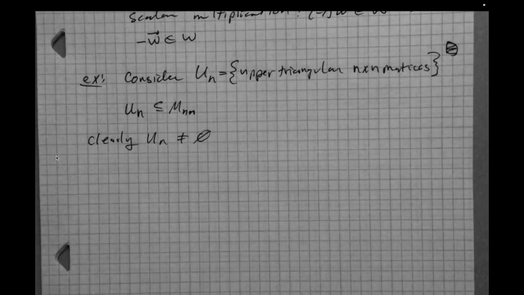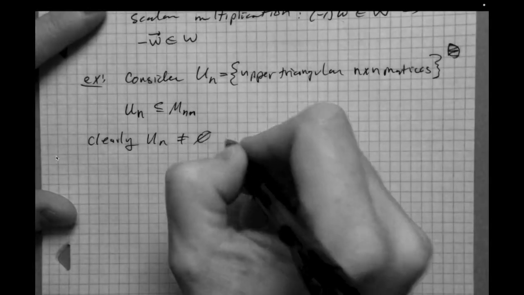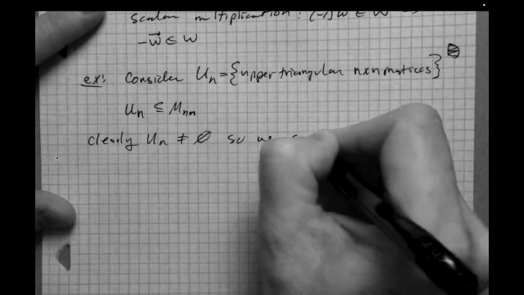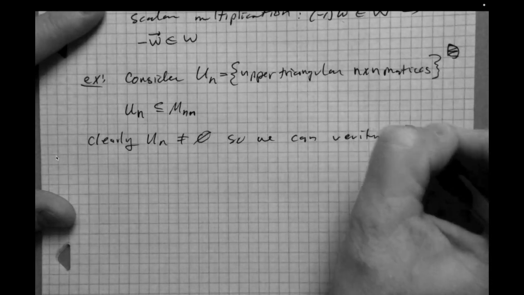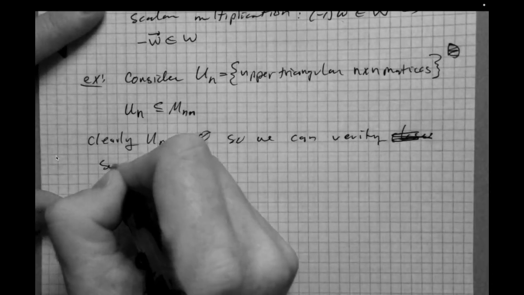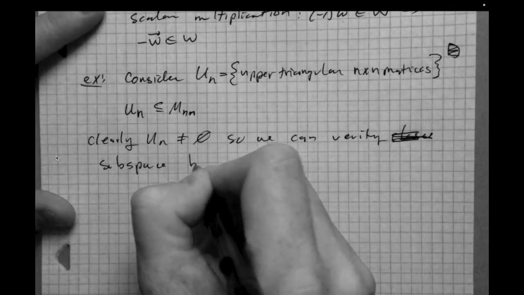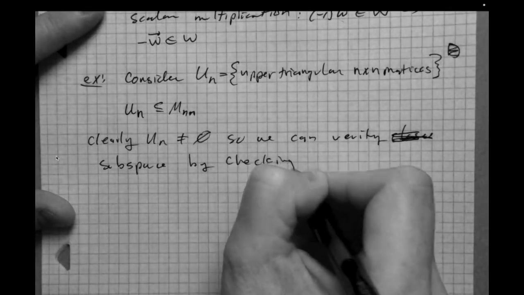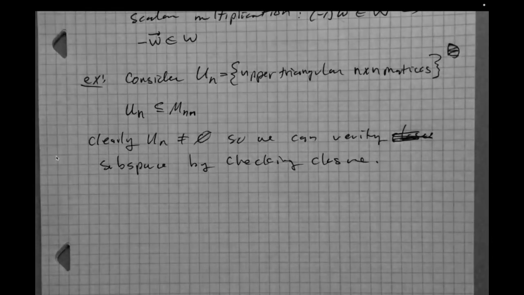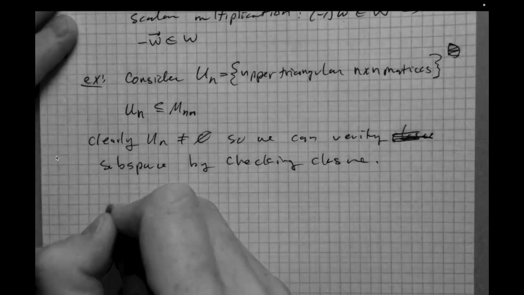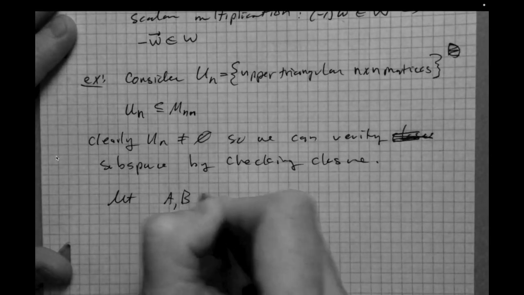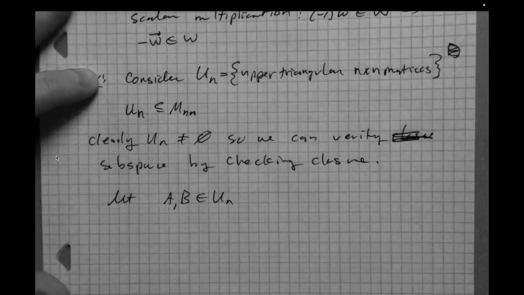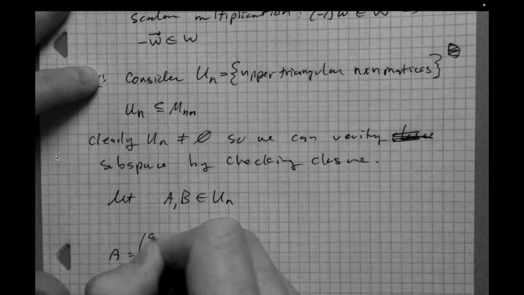So in order to confirm that U_n is a subspace, we need to verify closure. We can verify subspace by checking closure. Simple enough. We need to check that U_n is closed under addition. So let A and B be in U_n. We'll write them out here, just so we can remember what this looks like.